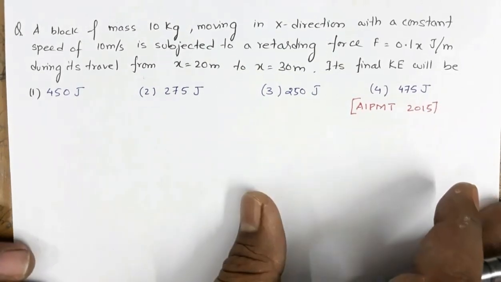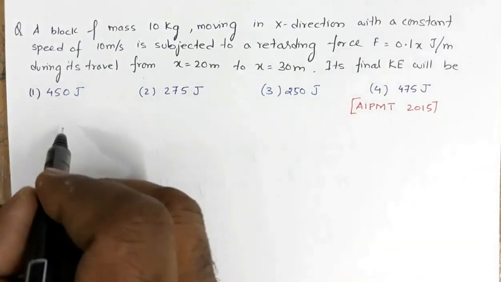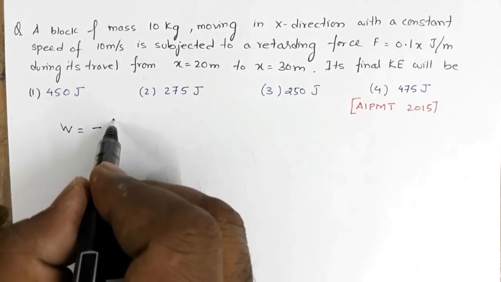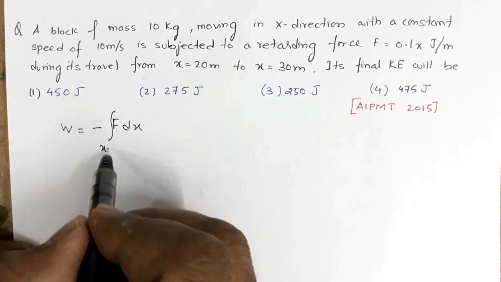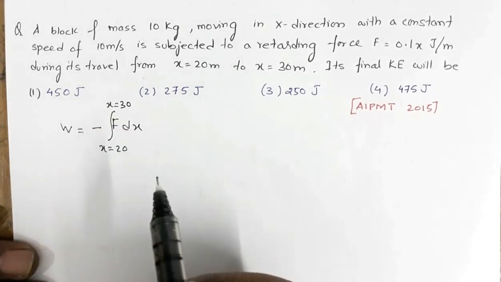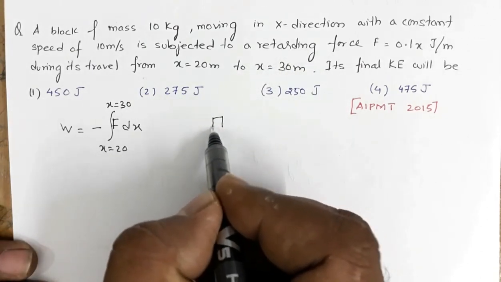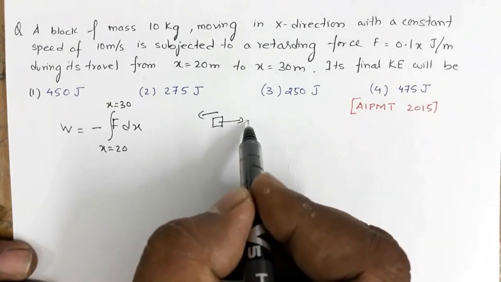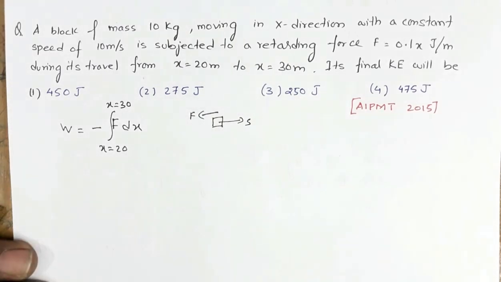Okay. So here the final kinetic energy is asked. Now work is done by the retarding force. So here work done will be minus integral of F dx. You have to integrate it from x equal to 20 to x equal to 30. Now why is work done negative here? Because the force is retarding. That is, if the object is moving in this direction, the retarding force is acting in this direction. So this is the direction of displacement and this is the direction of force. Hence here work done is negative.